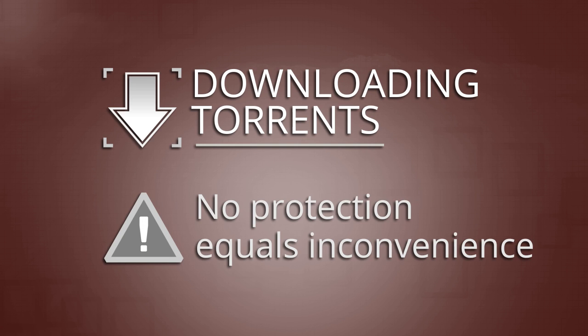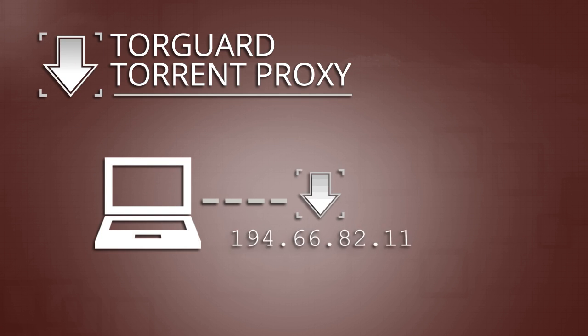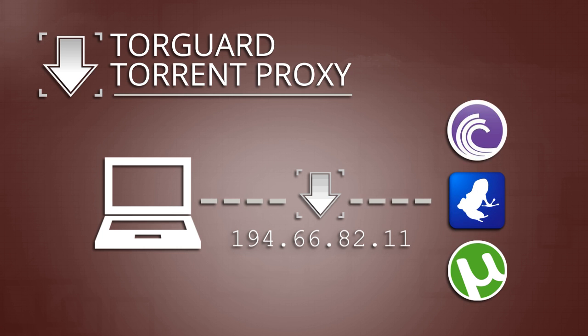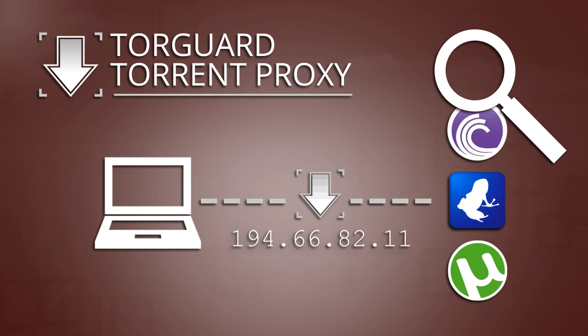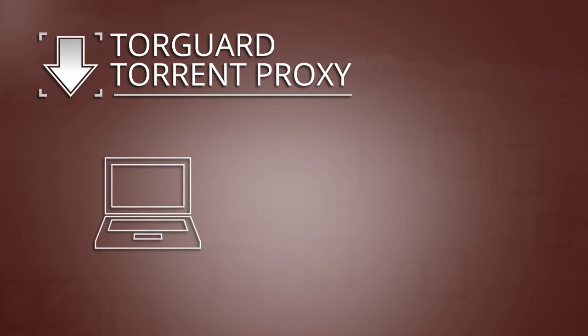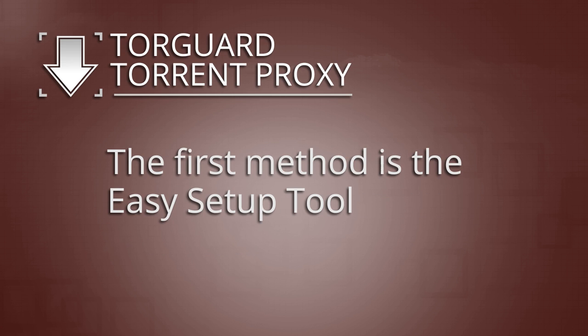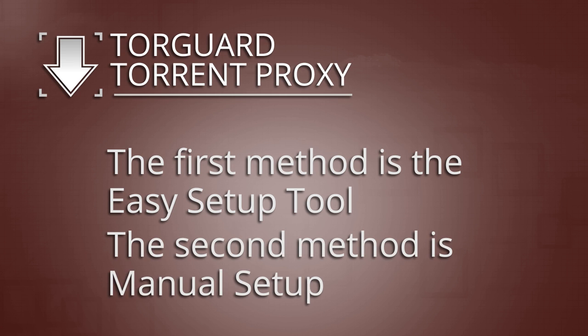In each of these cases, inadequate protection will cause you inconvenience. TorGuard Torrent Proxy tunnels your connection through a secure IP to protect your torrent downloads and ensure that they are no one else's business but yours. This tutorial will show how to quickly set up a TorGuard Torrent Proxy by two different methods. First, we'll review the Easy Setup tool, which adds the settings automatically, and then we will show how to accomplish the same thing manually.